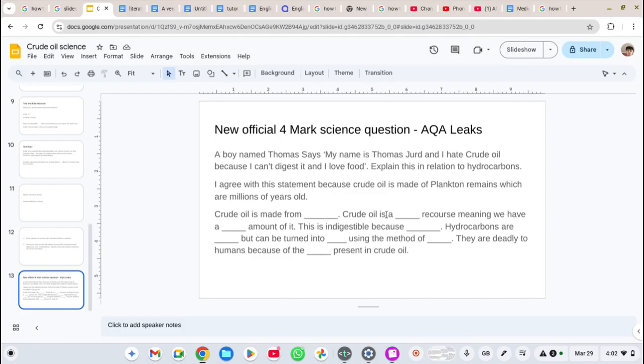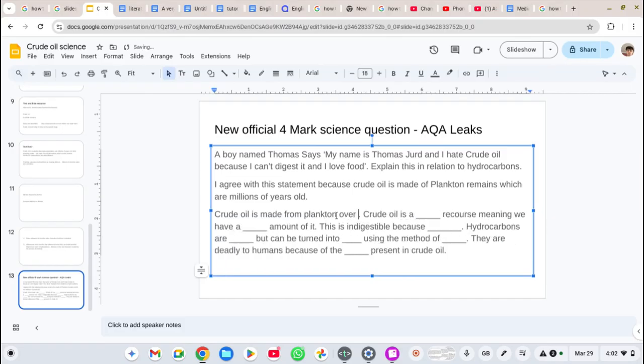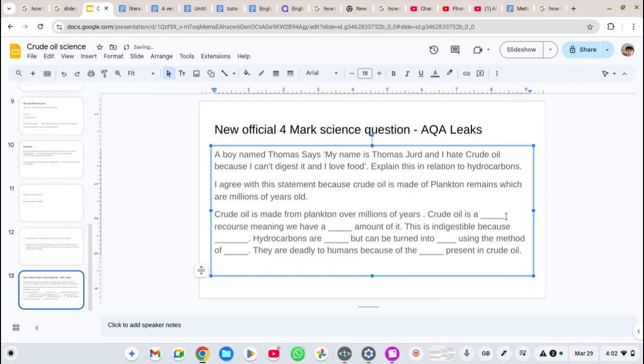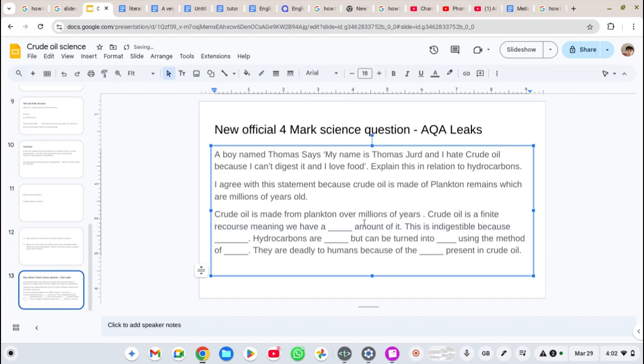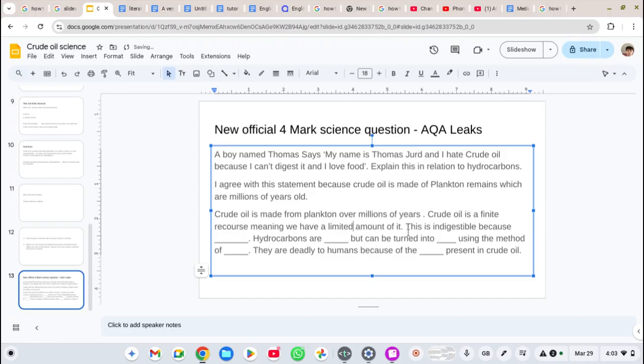Now, the answers to this are as follows. Crude oil is made from plankton over millions of years. Crude oil is a finite resource, meaning we have a limited amount of it. This is indigestible because it contains many chemicals, probably. Don't put probably in, but you know, they probably do.